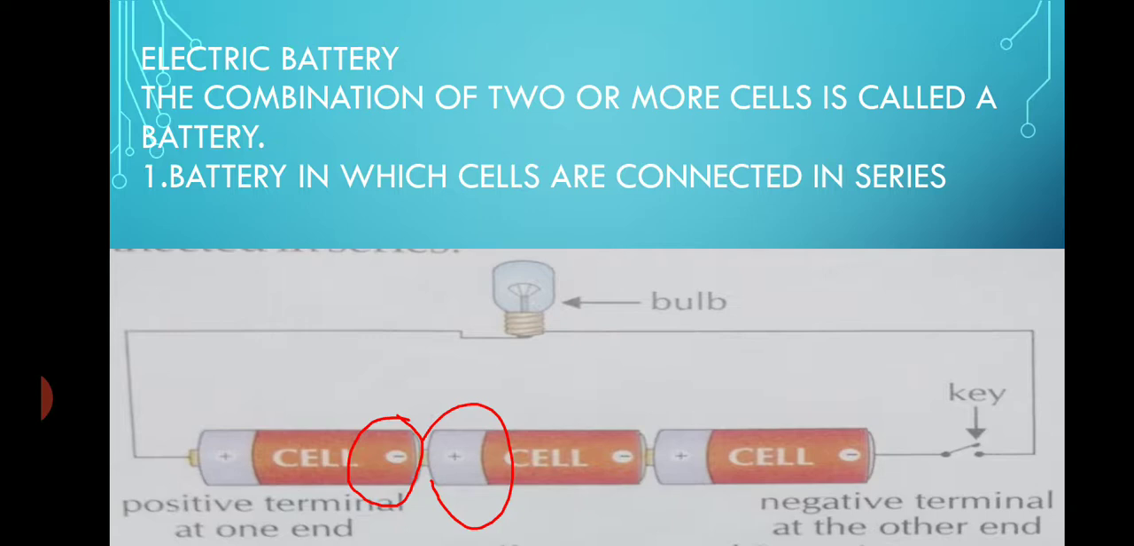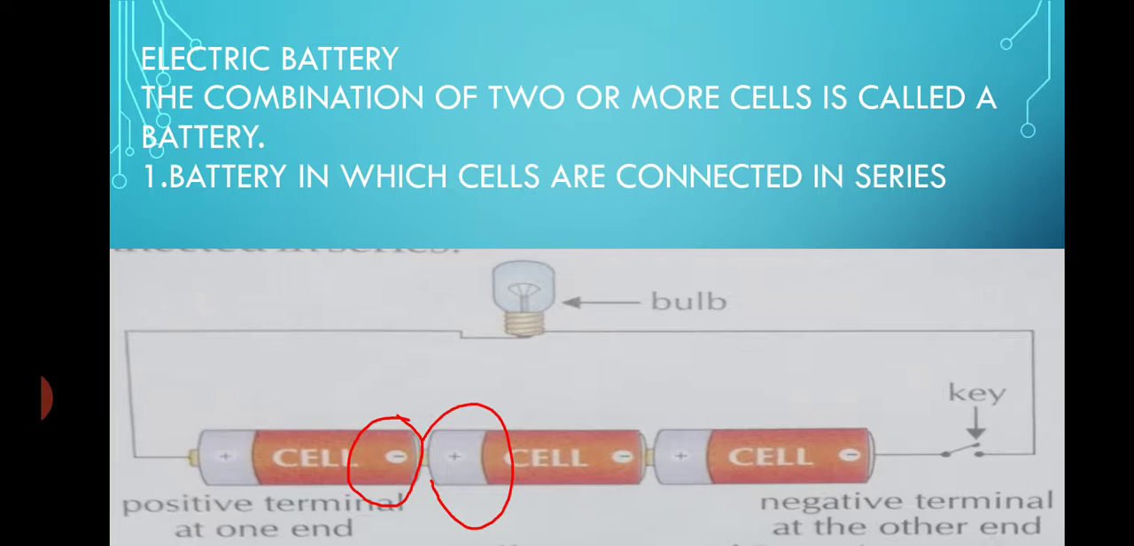In many appliances like TV remotes, torches, transistors and radios, more than one cell is used, and a combination of two or more cells is called a battery. In a battery, electric cells can be connected in series or in parallel. For example, in this picture, the electric cells that are connected with each other are in series.